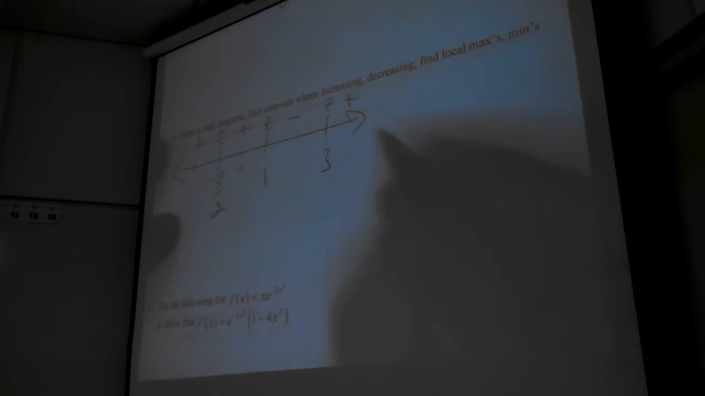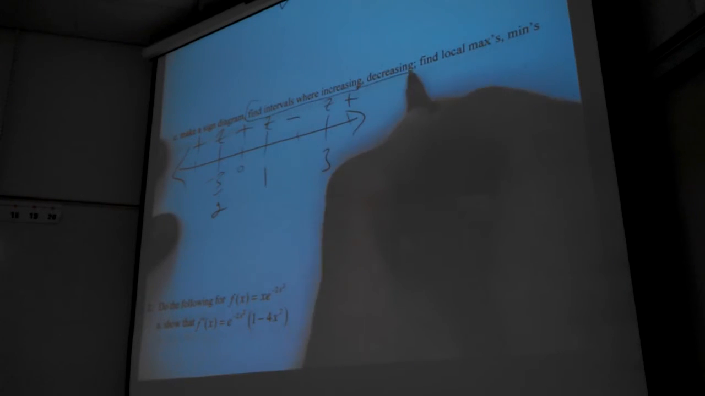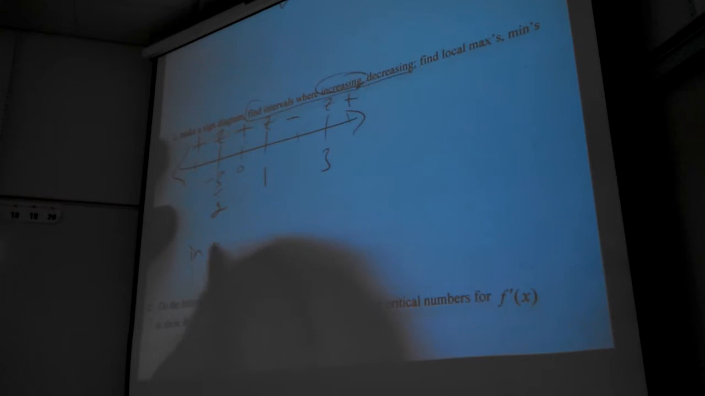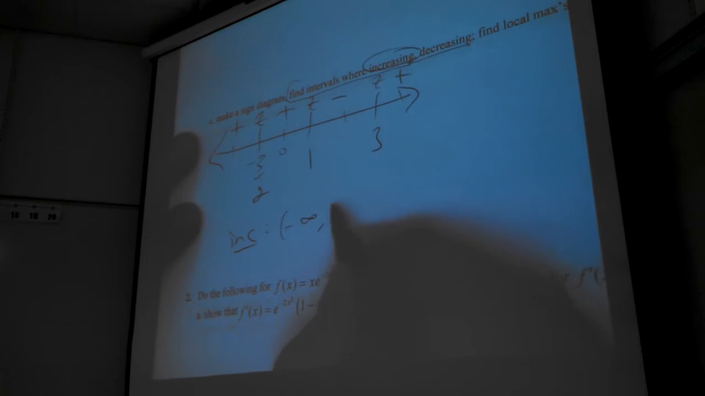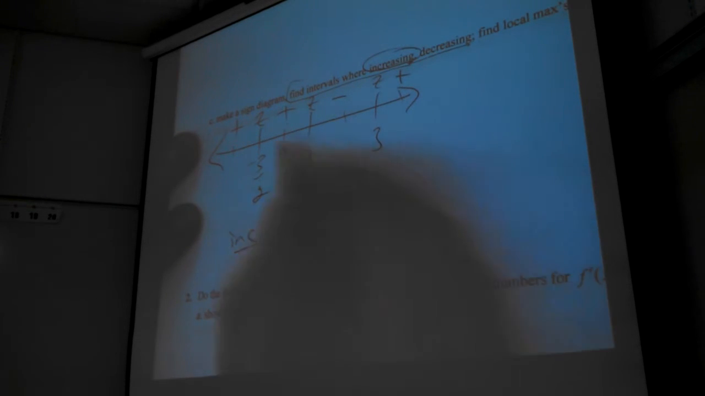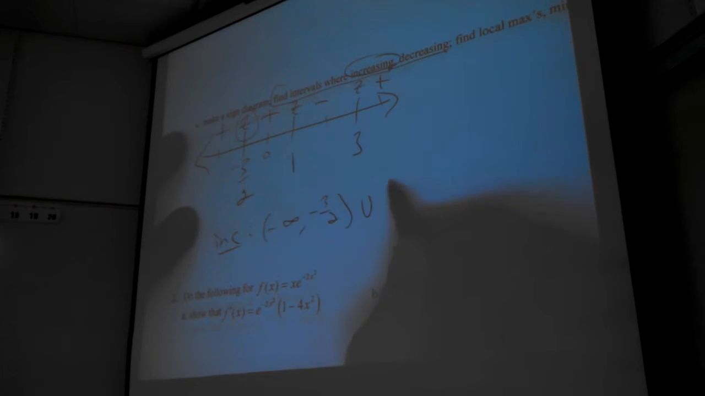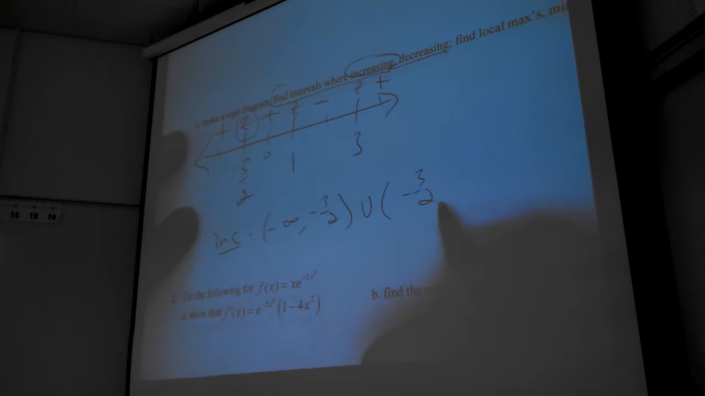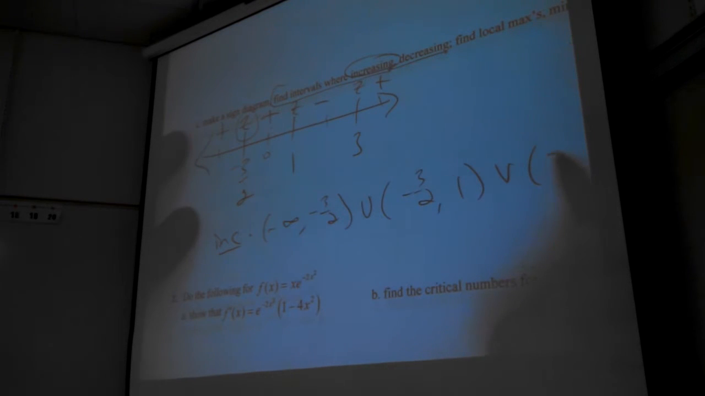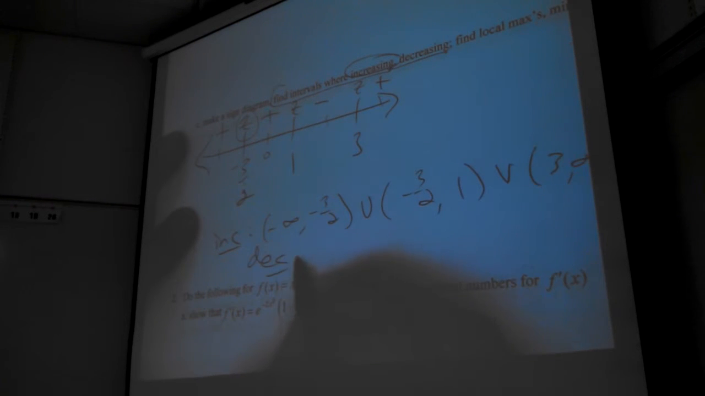So what intervals? Let me add something I haven't done yet. What intervals is it increasing on? Where's it start increasing? Negative infinity. Okay. Negative infinity up to what? Negative 3 halves, because it's flat there, so it can't be increasing there. Or negative 3 halves up to 1. Or 3 to infinity. So the only place it's decreasing is 1 to 3.